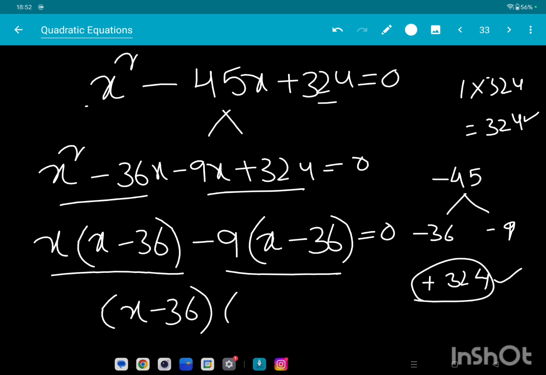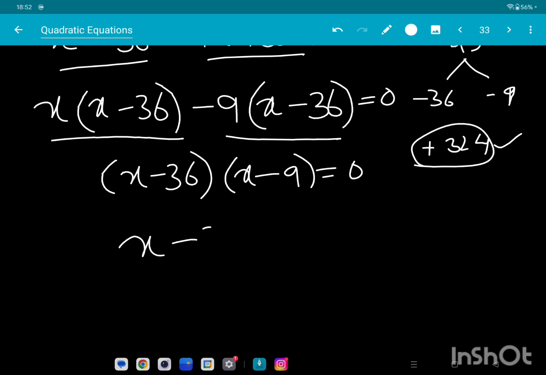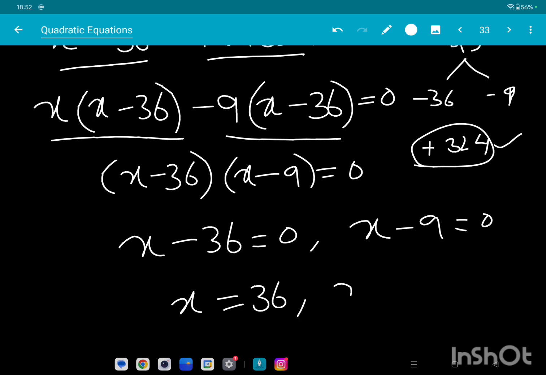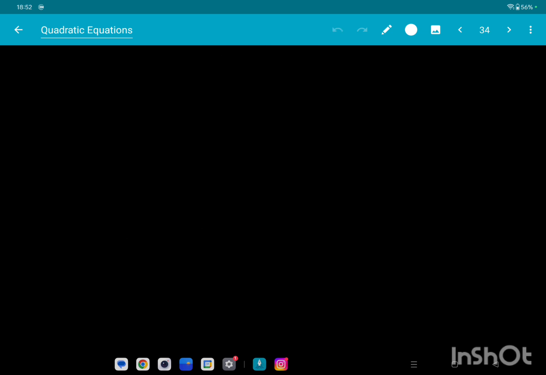So I'm writing x minus 36 and x minus 9 is equal to 0. Now x minus 36 is equal to 0 and x minus 9 is equal to 0. Then what are the values of x? Here the value is 36 and here the value is 9. Here we have two cases. If the x value is 36 and the x value is 9. Now I'm going to write it in two cases.